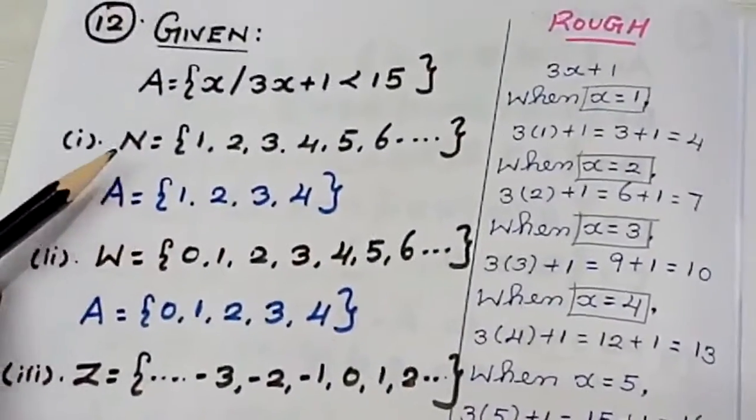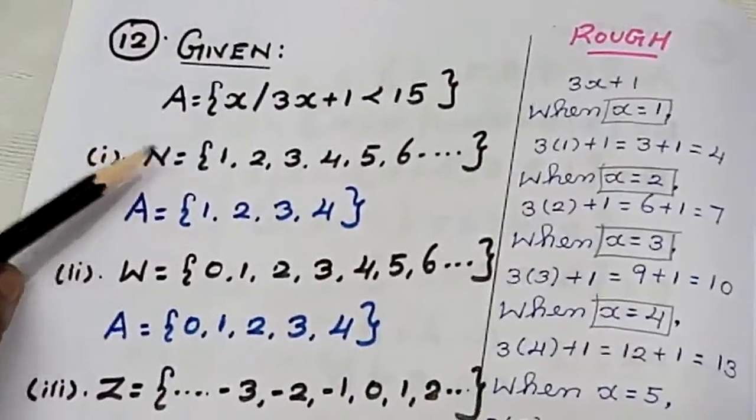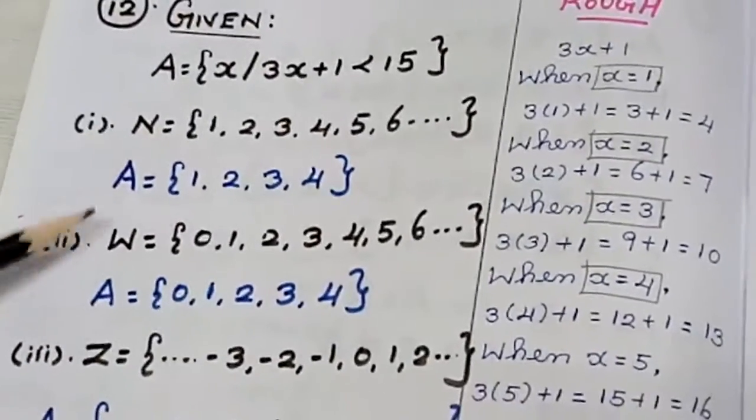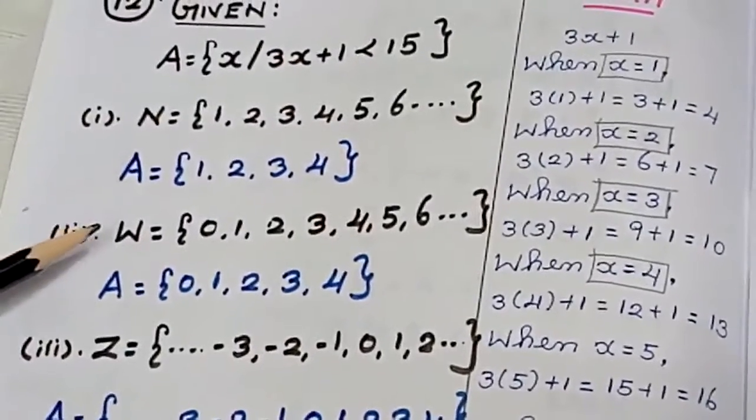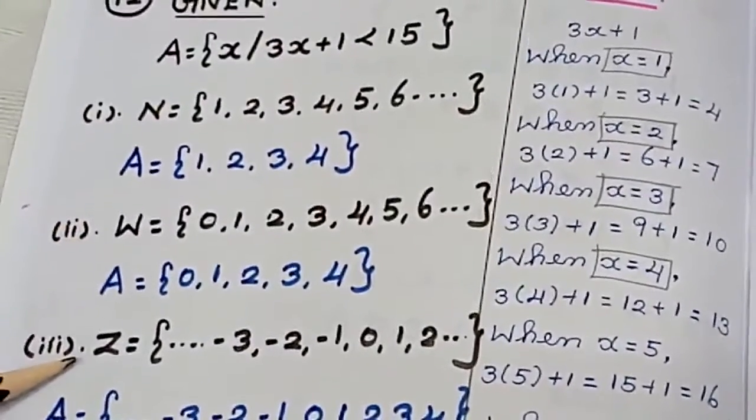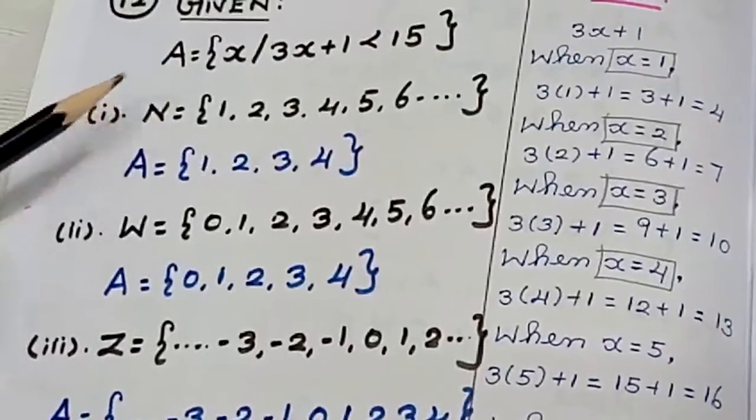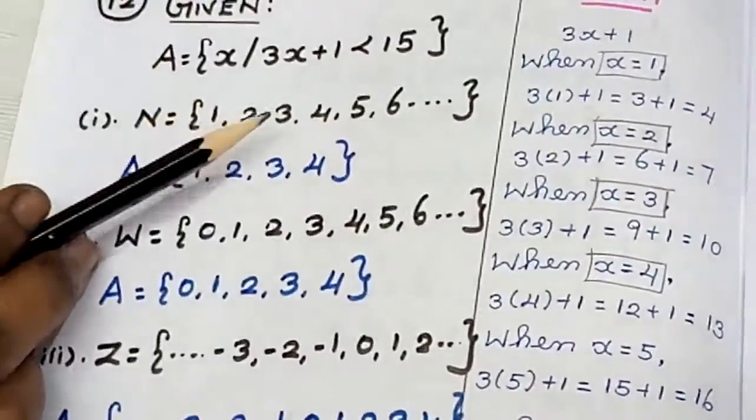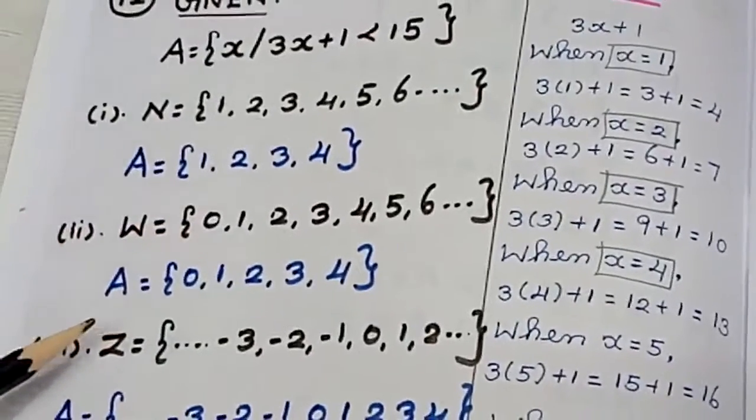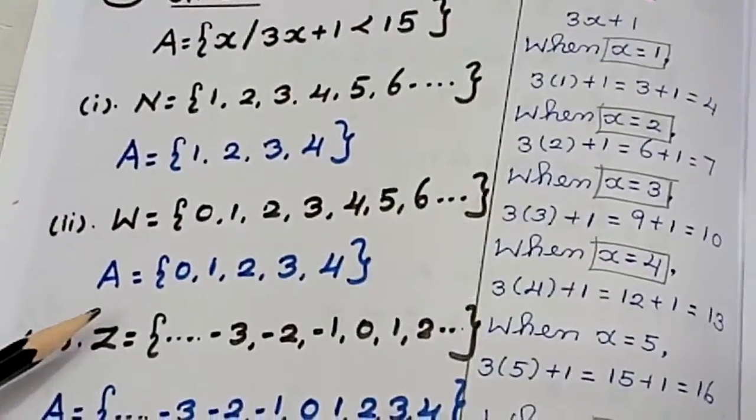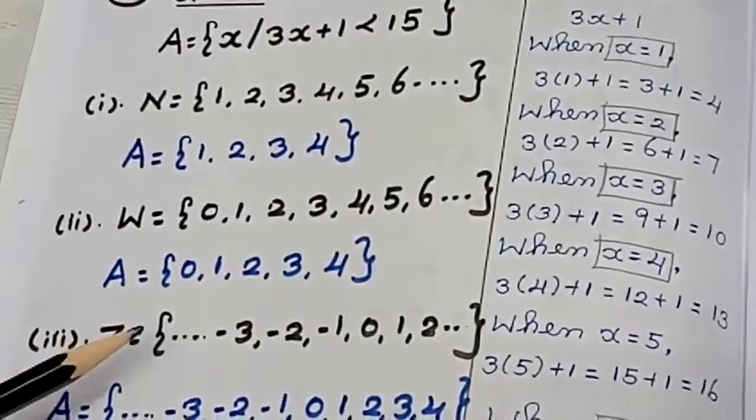In this particular sum, they have given you three notations, that is N, W and Z. N means natural number, W whole number and Z is integer. The natural number starts from 1, that is 1, 2, 3, 4 etc. Whole number starts from 0. Integer means negative values, 0 and positive values. So this is the concept.